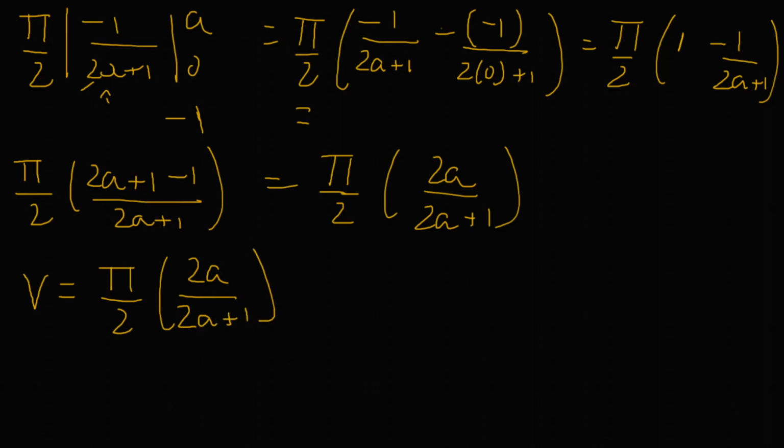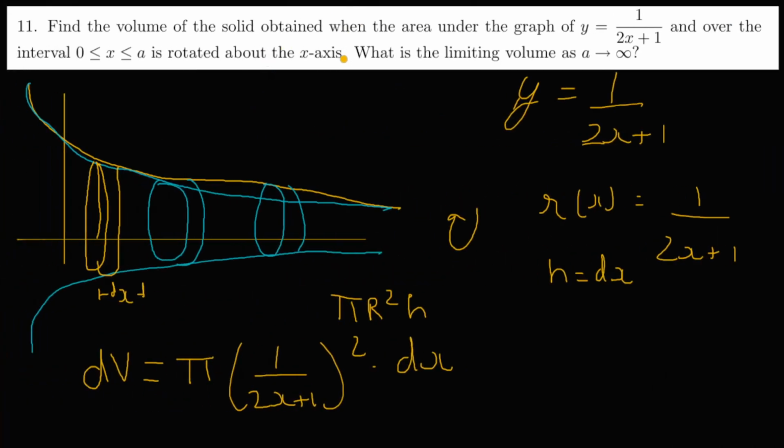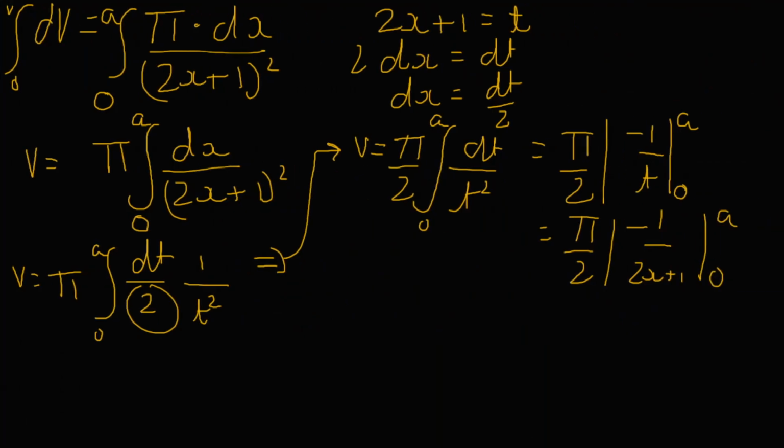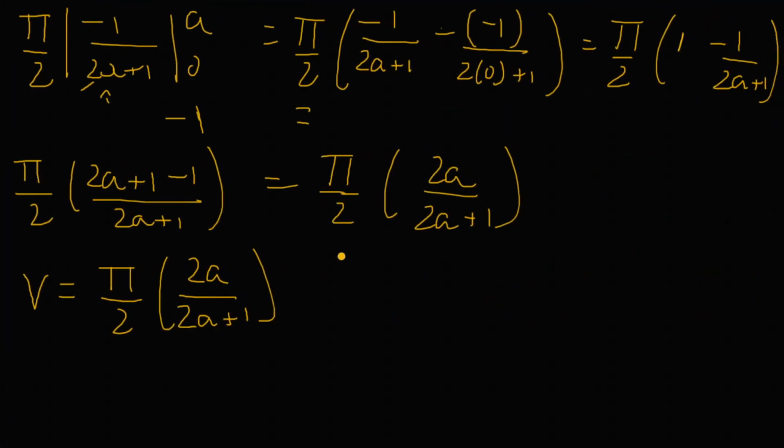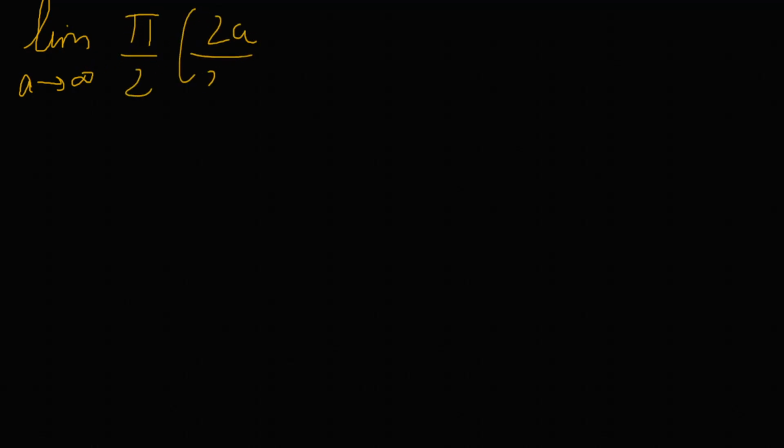This is not the question yet. What were we asked? We are asked to find the limiting volume as a tends to infinity. So let us do that also. So we have this. Let us apply the limit as a tends to infinity of pi by 2 times 2a by (2a plus 1).